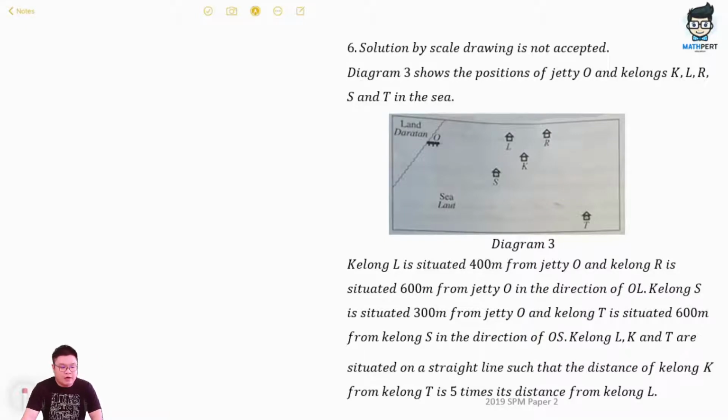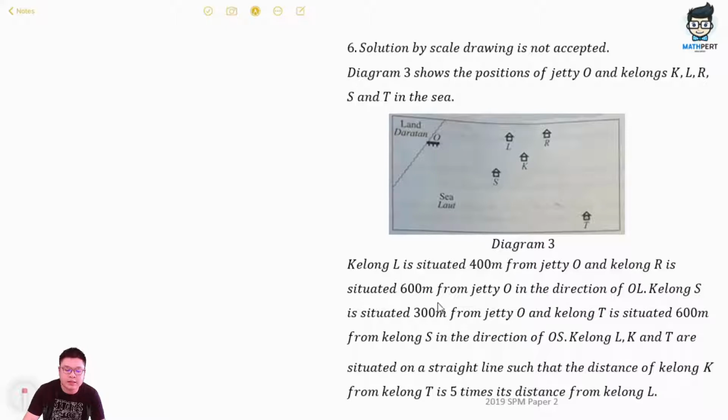Alright, so let's take a look at SPM year 2019, paper 2, question number 6. Solutions by scale drawing is not accepted. Diagram 3 shows the position of jetty O and columns K, L, R, S, and T in the sea. Column L is situated 400 meters from jetty O, and column R is situated 600 meters from jetty O in the direction of OL.